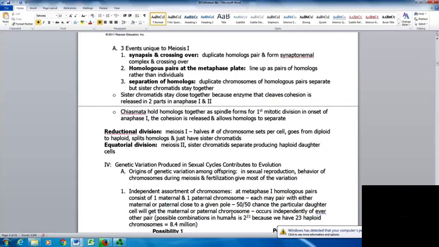The chiasmata is going to hold the homologs together as the spindle forms during the first meiotic division. At the onset of anaphase 1, the cohesin is released, and this allows the homologs to separate.